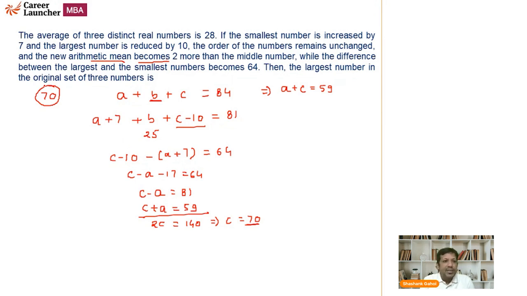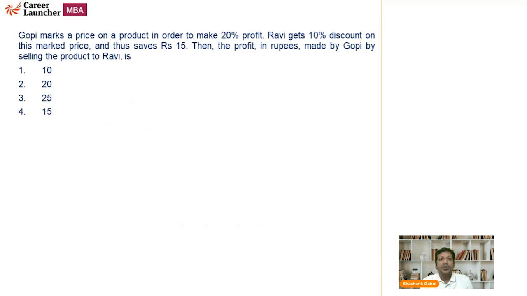Now, let's move on to the next question. What does it say? Question number 13. Gopi marks a price on the product to make 20% profit. Now, if you see, there is no actual number, so I'm going to assume that the cost price is 100x. He marks up by 20%, so the marked price becomes 120x. Ravi gets a 10% discount. So 10% of 120, Ravi gets a discount of 12x. So finally, he's buying it at 108x.